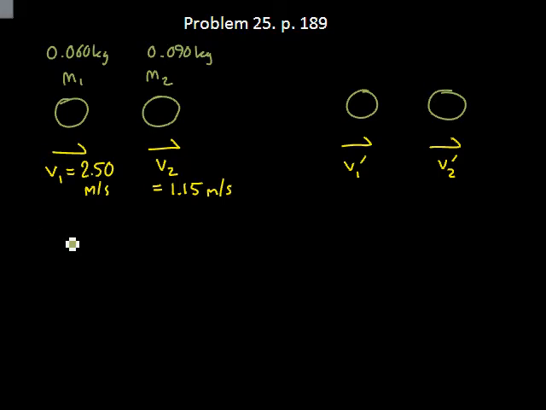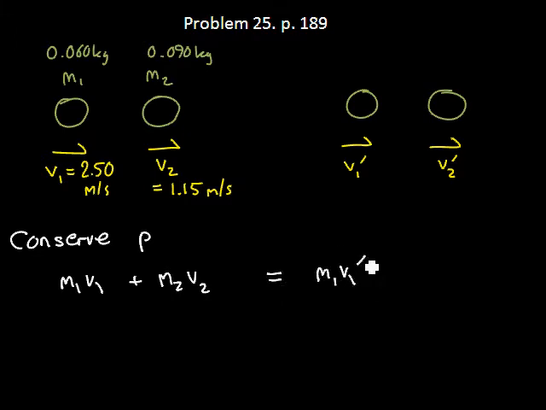So, if it's an elastic collision, we want to apply the principle of conservation of momentum, which tells us that m1 v1 plus m2 v2 equals m1 v1 prime plus m2 v2 prime.